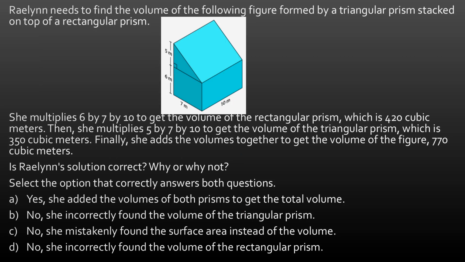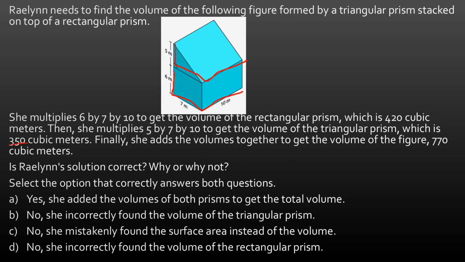Alright, next, so Raylan is finding the volume of this figure. It says that she multiplies 6 by 7 by 10 to get the volume of the rectangular prism. So she does 6 by 7 by 10, which is 420 cubic meters, okay? Then she multiplies the 5 by 7 by 10 to get the volume of the triangular prism, which is 350, and then she adds them together.